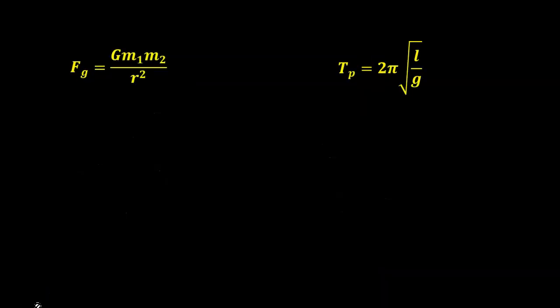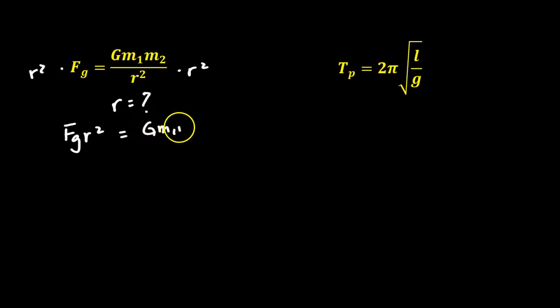Next, we're going to look at a gravitational force equation, and we're going to be solving for r. And r represents the distance between the two masses here. So we're looking for r. Notice the r is in the denominator. I want to get that up. So I'm going to multiply both sides by r squared. That gives me fg r squared is equal to big G times m1 times m2 on the right-hand side.